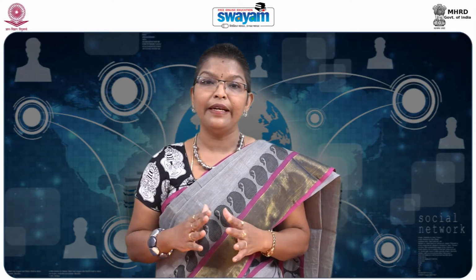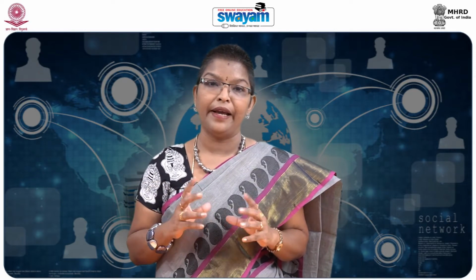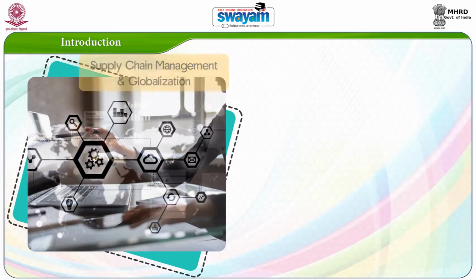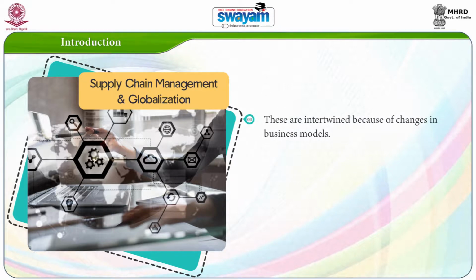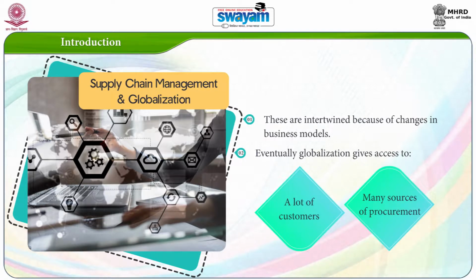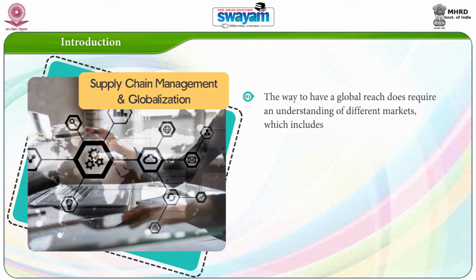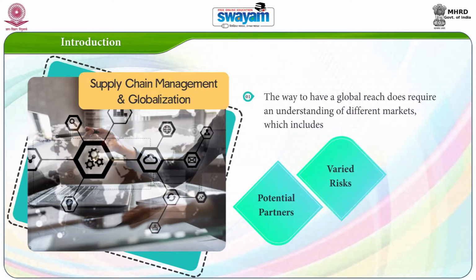Yes, from the stated definition, it is evident that it comprises a network of both processes and entities. Supply chain management and globalization are intertwined because of changes in the business models. Eventually, globalization gives access to a lot of customers and very many sources of procurement. To have a global reach does require an understanding of different markets, which includes the potential partners, the varied risks, and the applicable regulations.